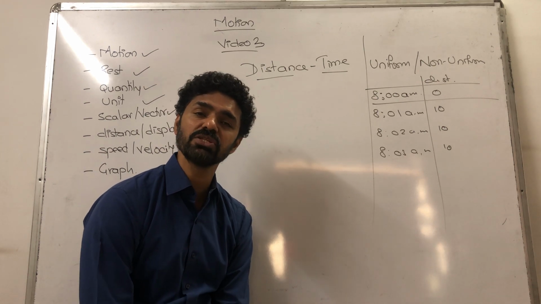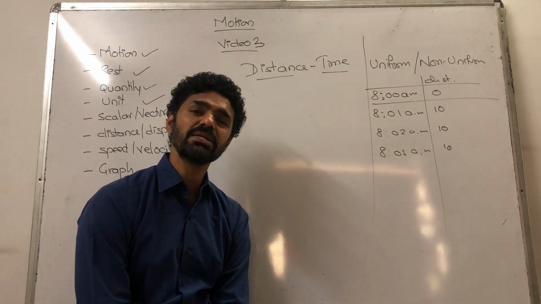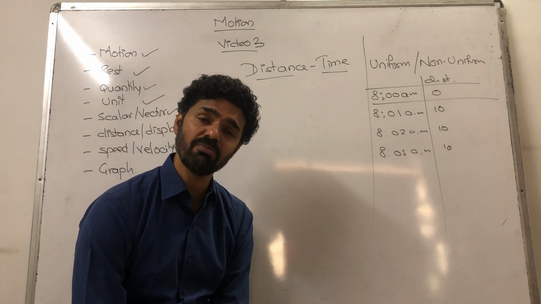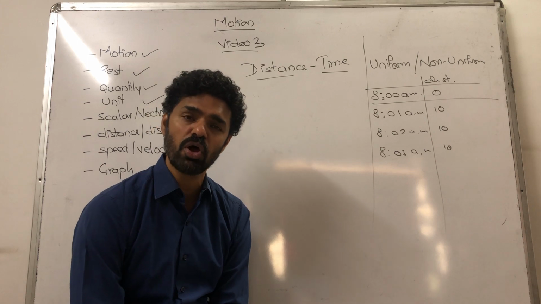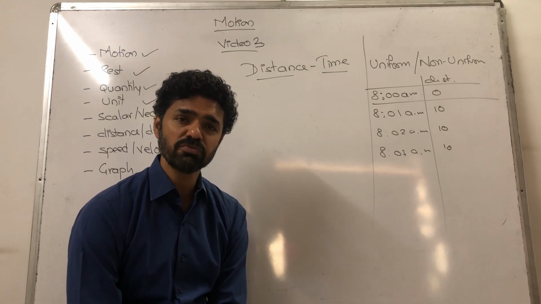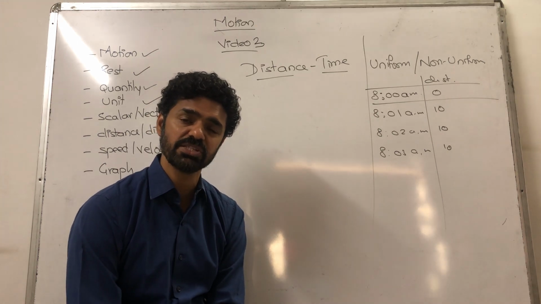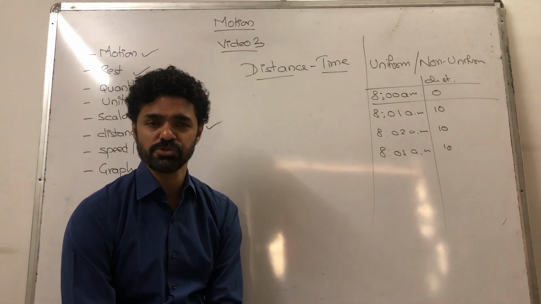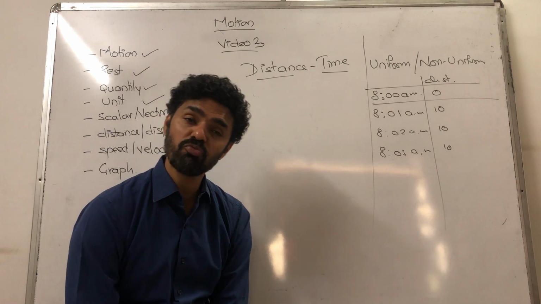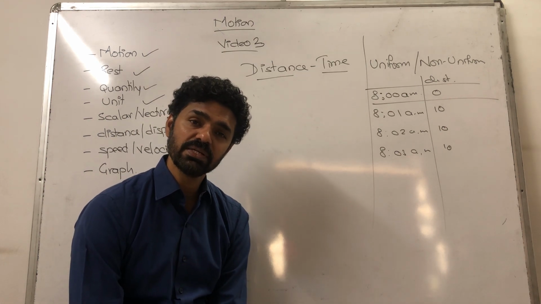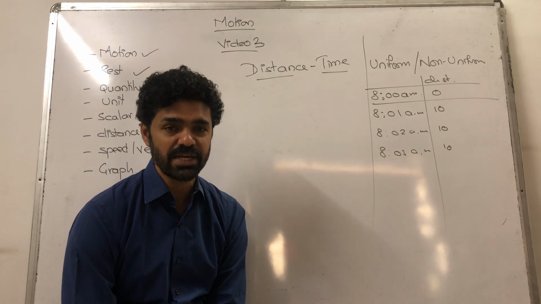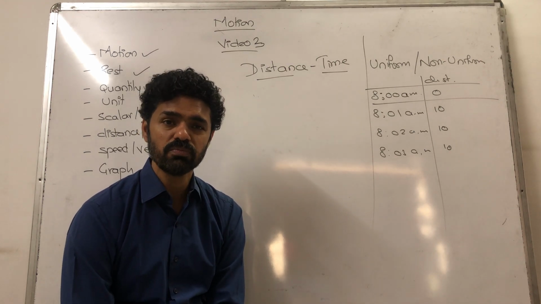If an object does not travel equal distance in equal interval of time. Example of uniform motion, maybe we could say the hands of the clock. Hands of the clock travel equal distance in equal interval of time. So they are performing uniform motion. The motion of planets, they travel fixed distances in fixed interval of time, hence their motion is uniform.